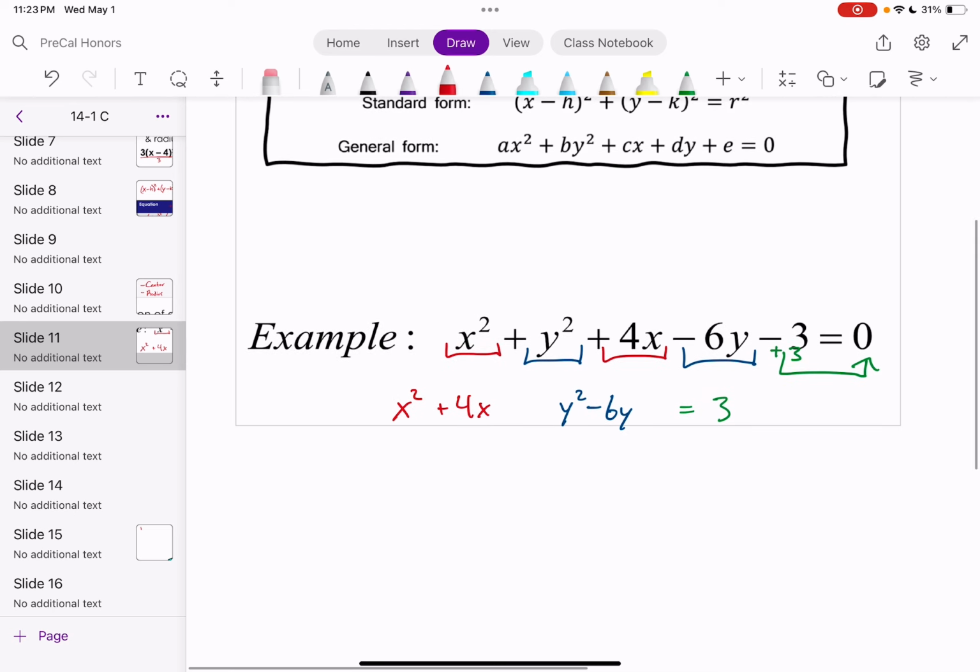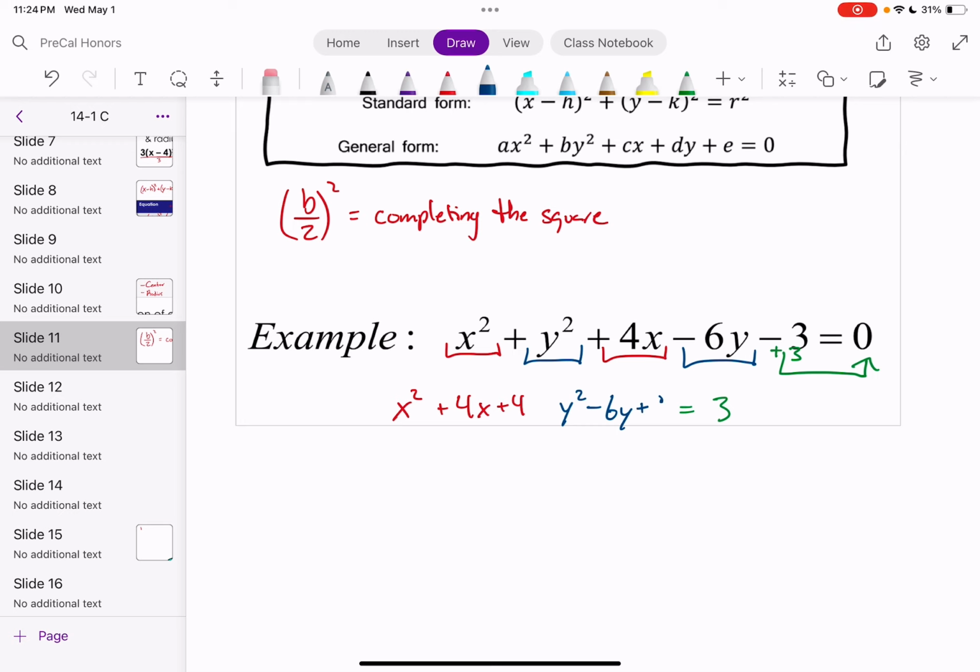Once we get to this point, we are going to find the number that will make this a completed square. In order to do that, you're going to need the expression b divided by 2 squared. That is completing the square. So here for x we have 4, so 4 divided by 2 is 2. 2 squared is 4. We're going to repeat that for y. Negative 6 divided by 2 is negative 3. Negative 3 squared is a positive 9.